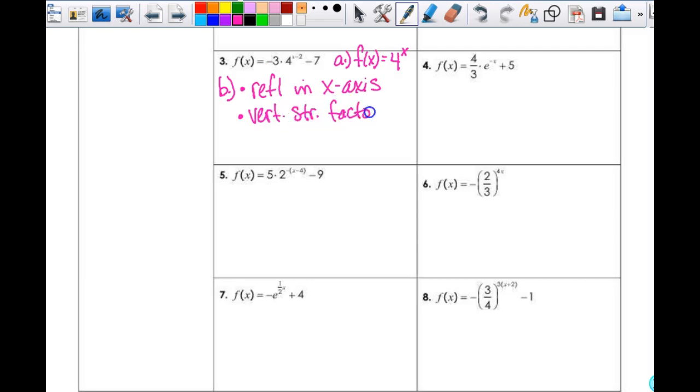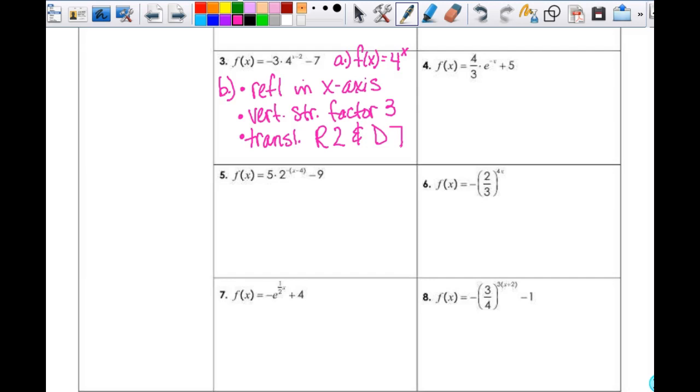Vertical stretch factor 3. So I reflect, I got that 3 taken care of, and then I've got translations, right? So I'm going to translate, what does the 2 do? Right 2 and down 7. Everybody good with that?